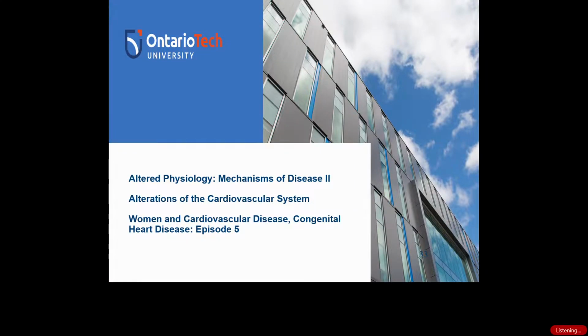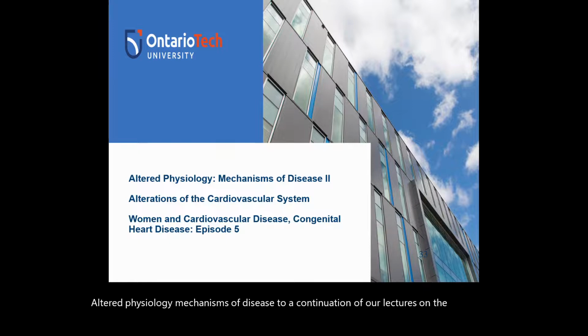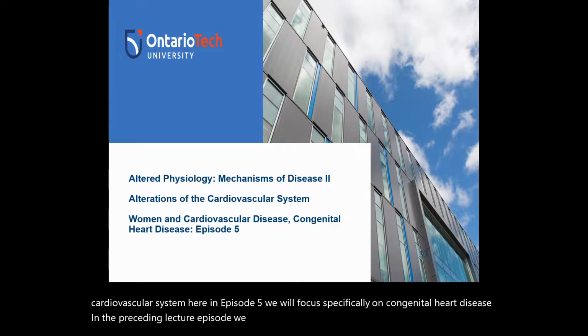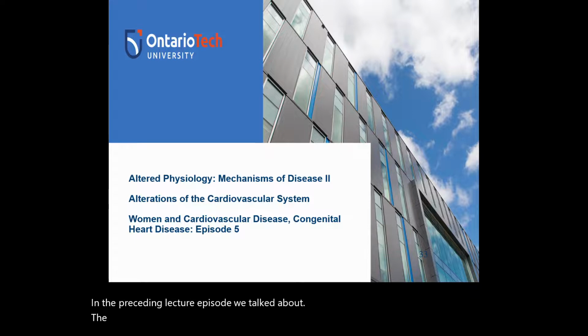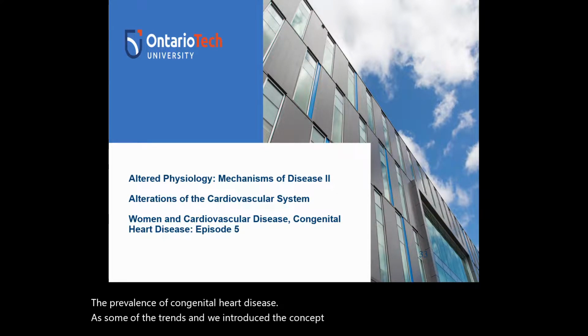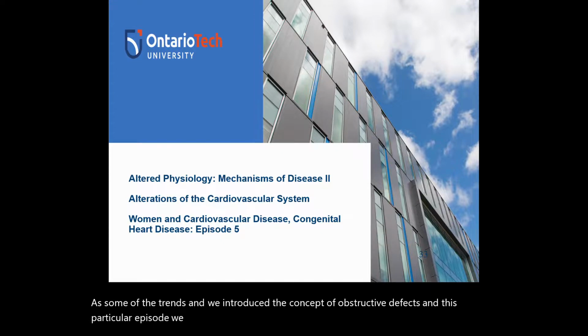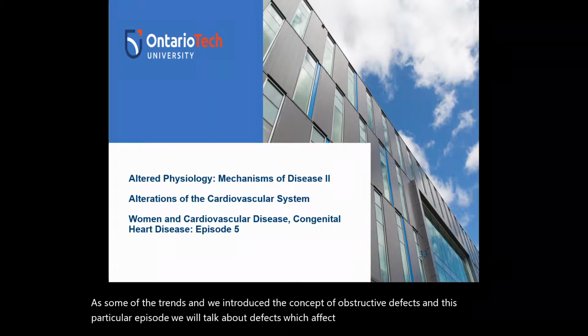Altered Physiology, Mechanisms of Disease 2, a continuation of our lectures on the cardiovascular system. Here in episode 5, we will focus specifically on congenital heart disease. In the preceding lecture episode, we talked about the prevalence of congenital heart disease, as well as some of the trends, and we introduced the concept of obstructive defects. In this particular episode, we will talk about defects which affect pulmonary blood flow.